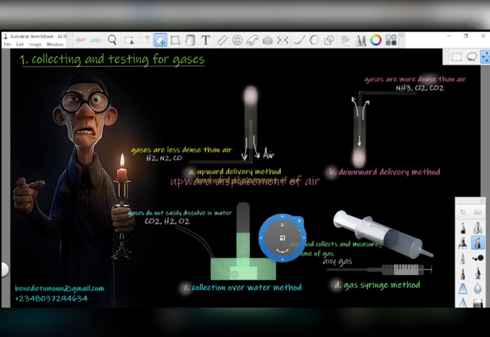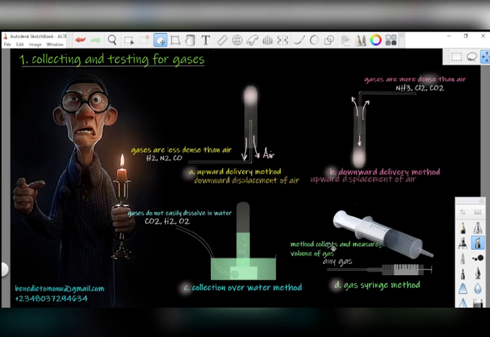We go into the third method, which is collection over water. A lot of times, gases in the laboratory are collected over water. Whatever it is that is the reaction produces gases such as carbon dioxide, hydrogen, and oxygen, and they are delivered over water. It means these gases can bubble through water without dissolving in the water. They have low ability to dissolve in water. So these gases do not easily dissolve in water. So you have your gas collected in a jar here after it has passed over water.